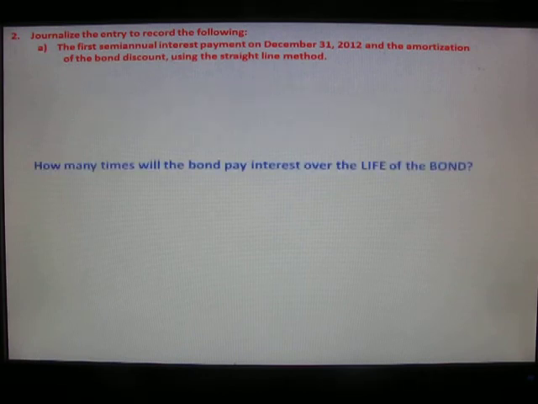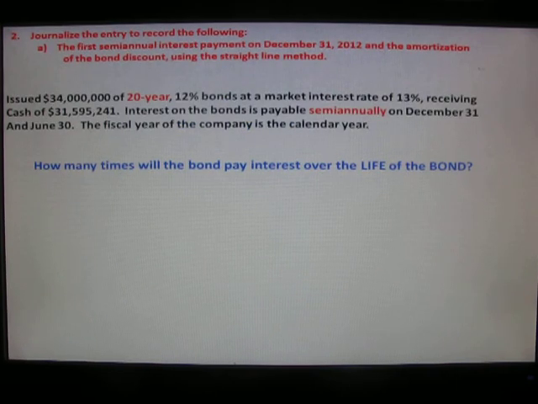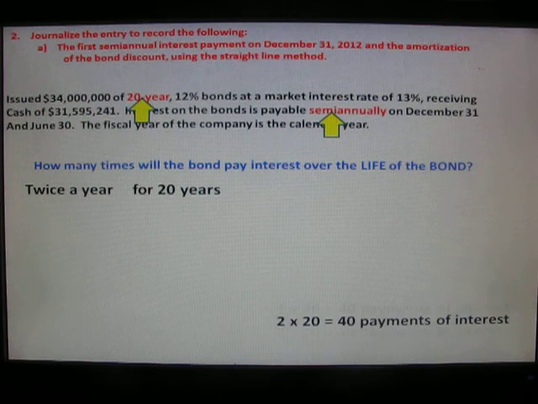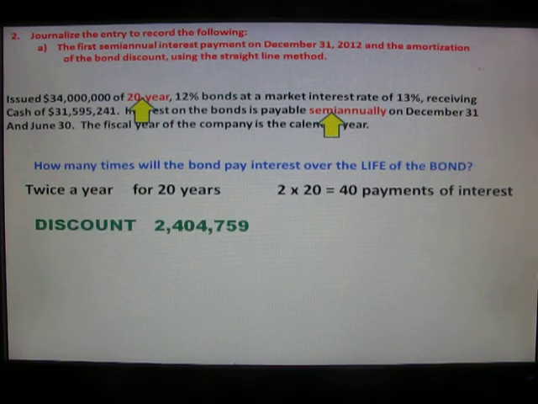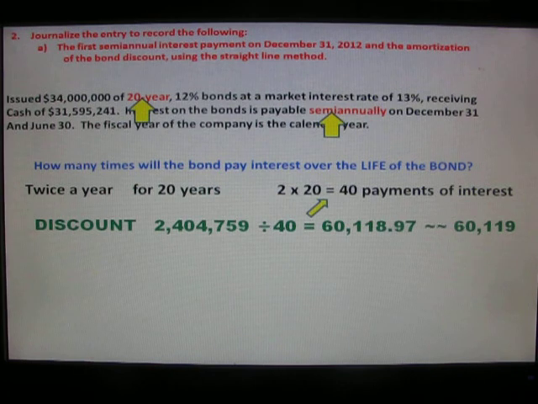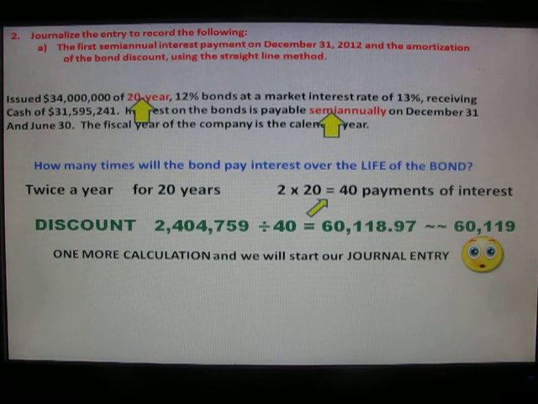Okay, to the calculation. How many times will the bond pay interest over the life of the bond? Because we're supposed to amortize it over the life of the bond. Well, it's a 20-year bond, and it's paid semi-annual or twice a year. So twice a year for 20 years, we're going to pay 40 payments of interest every June and every December for 20 years. So 40 is the number that we need. So we're taking that discount, that difference between the purchase price and the face value of the bonds, and we're going to divide it by the 20 years times semi-annual, and we get $60,000.